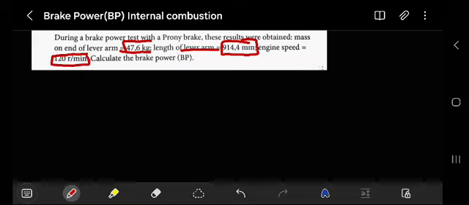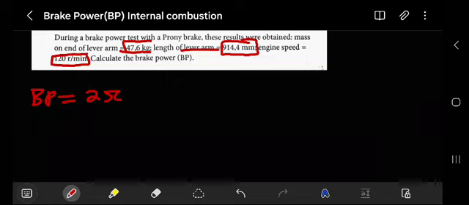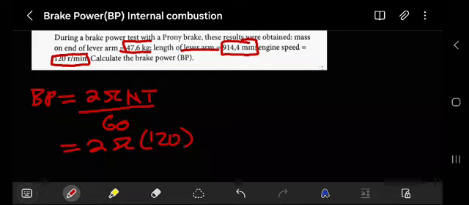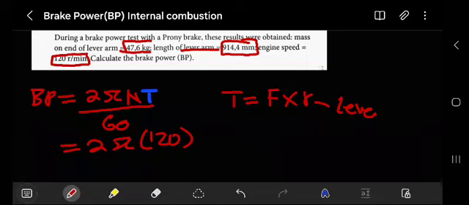It says calculate the brake power. Brake power, we know, is 2πNT divided by what? By 60. So we have 2π there. Our N is 120, as you can see there. We don't have T here. How can we calculate T? We know that, guys, T is equal to force multiplied by radius. The radius we said is the same as the lever arm. Always will be like that. Always.